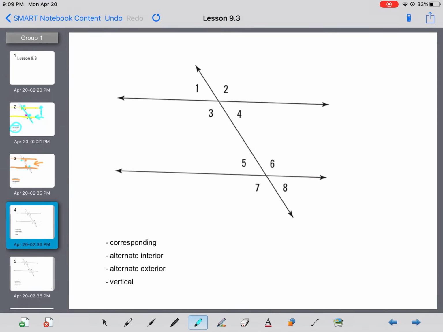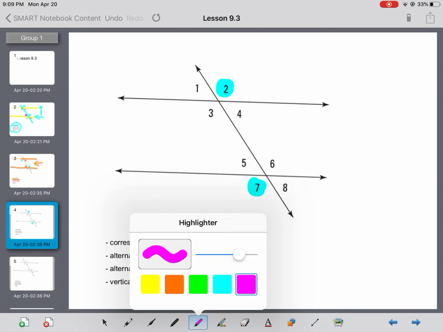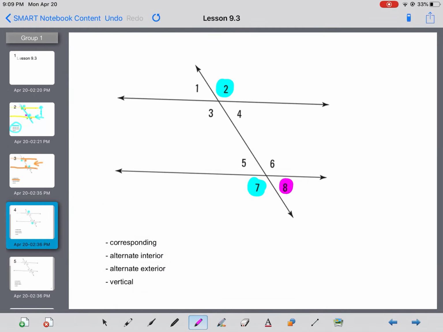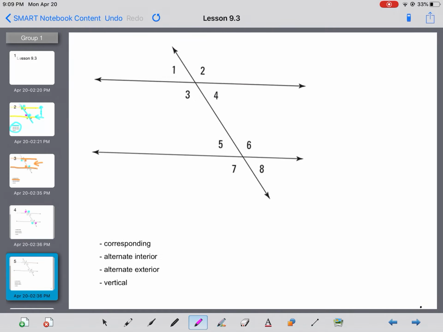Then we have the alternate exterior. So again, we're on the outside of those parallel lines. So 7 and 2, they're on opposite sides. And they're on the exterior. Those are alternate exterior angles that are congruent. And then 8 and 1 are congruent. Remember, congruent means equal.